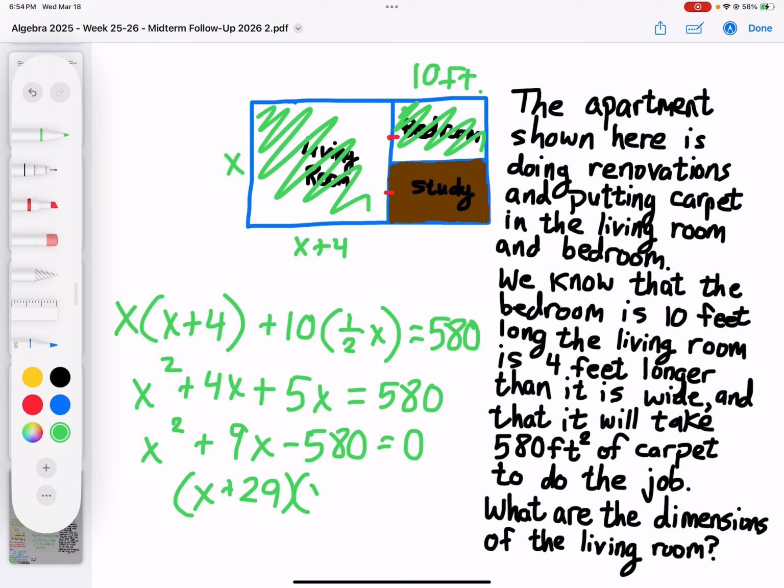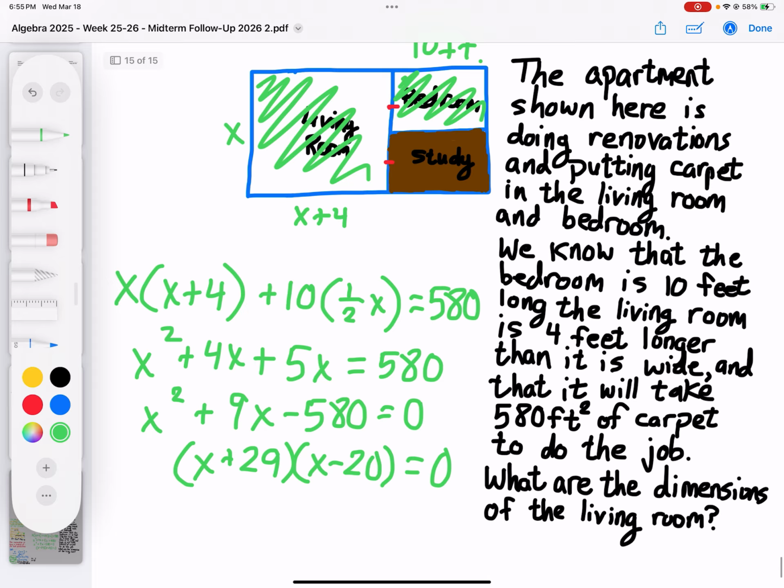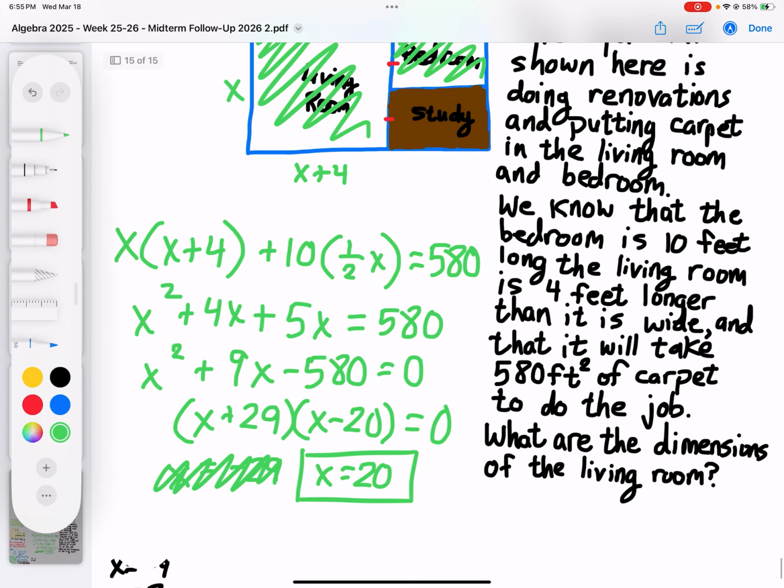And I know 29 and 20 will work here because I built the problem. So from there, my two options are either that the width of the living room is negative 29 feet or that the width of the living room is 20 feet. I know which one I like better. I'm going to say the width of the living room is 20 feet because no width can be negative 29 feet.